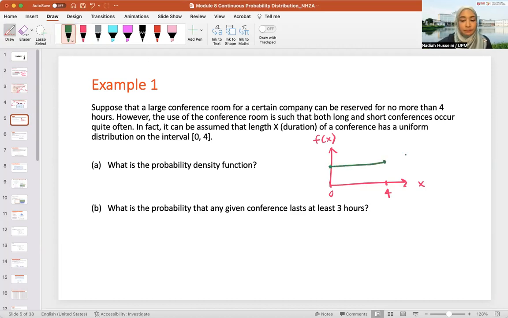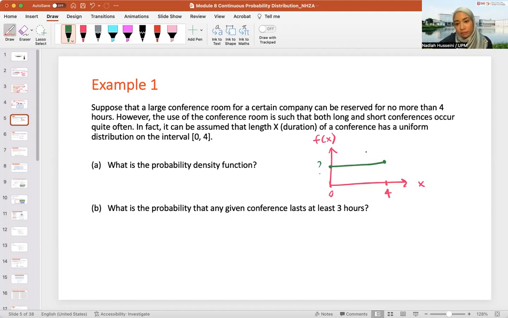Okay, up to here. And we want to know what is this value. This is our unknown. What is the probability density function? And what is the probability that any given conference lasts at least 3 hours? So let's do number A first. What is the probability density function?